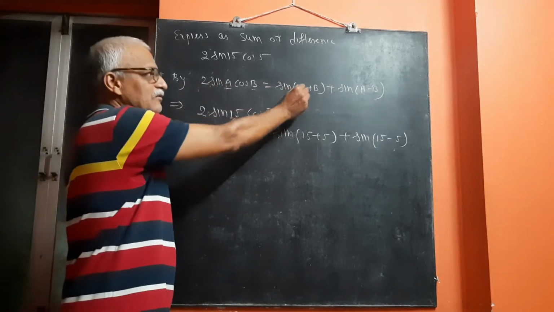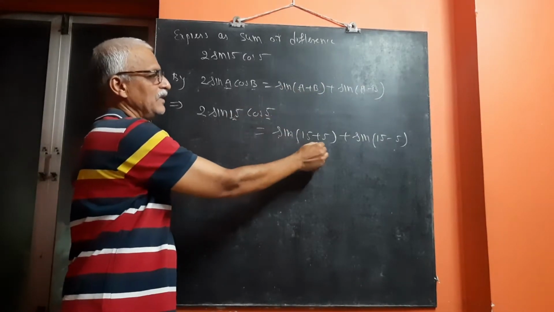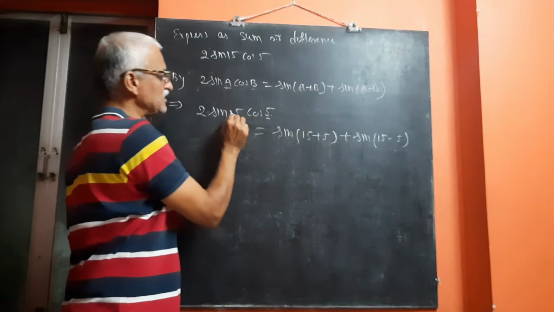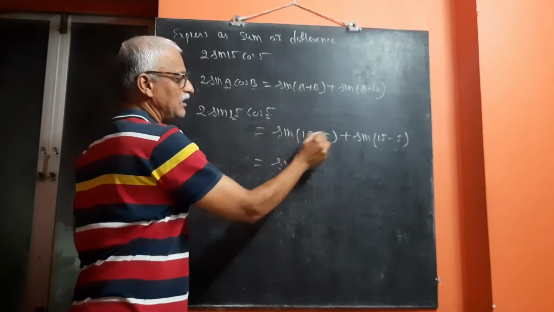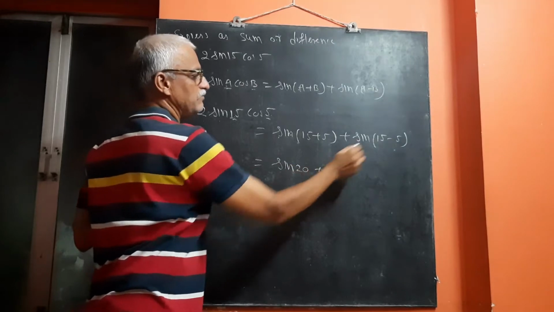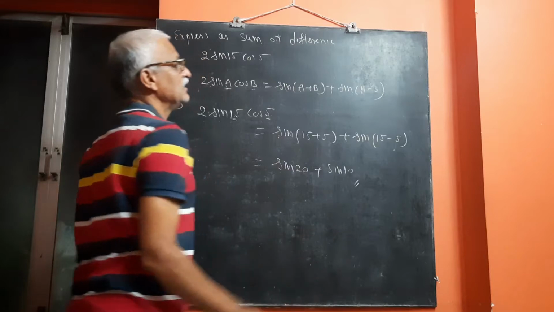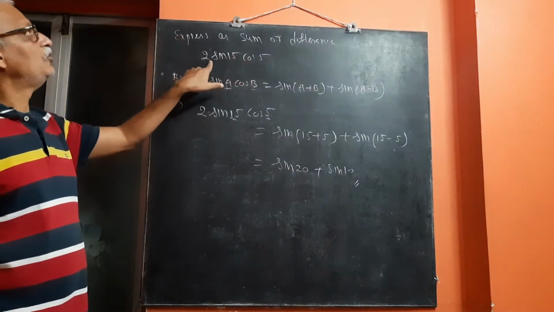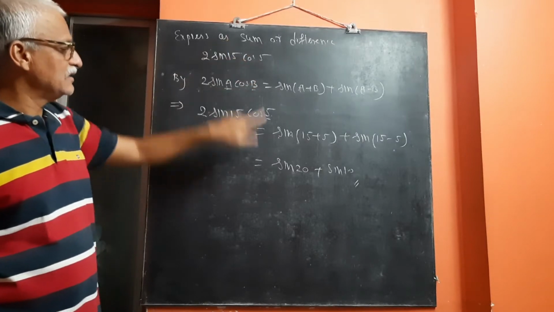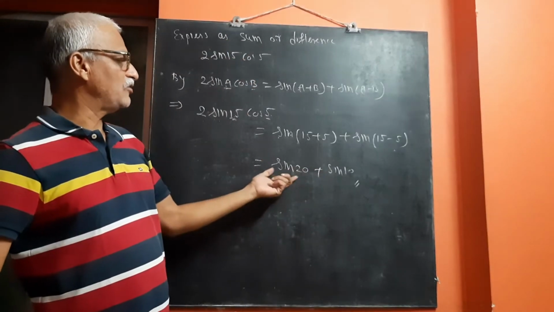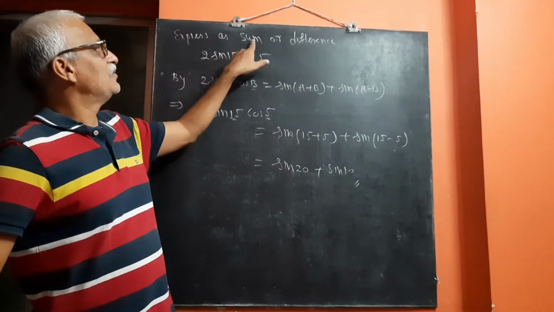So by the application of this formula, sine of A plus B, that means sine of 15 plus 5, plus sine of A minus B, that means sine of 15 minus 5, is equal to sine 20 plus sine 10. So that is the expression of 2 sine 15 into cos 5 as a sum of 2 sine, that means sine 20 plus sine 10. That's the expression as a sum or difference.